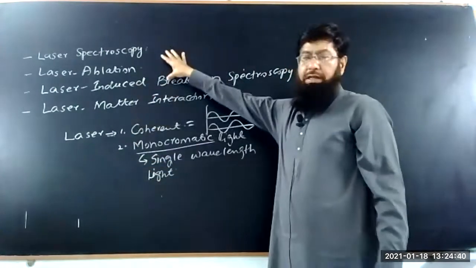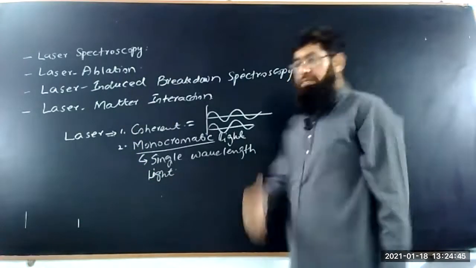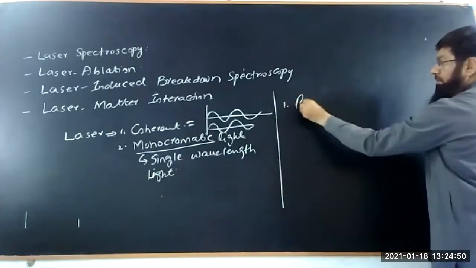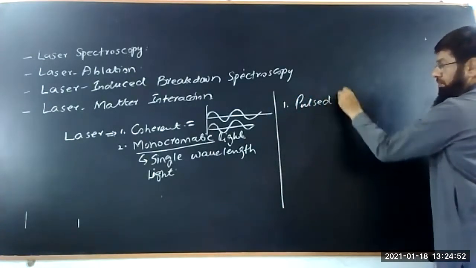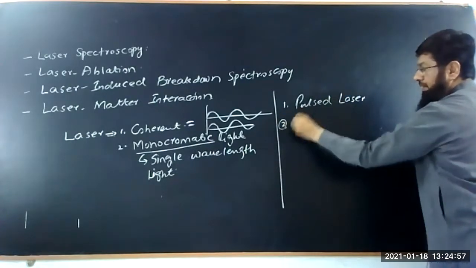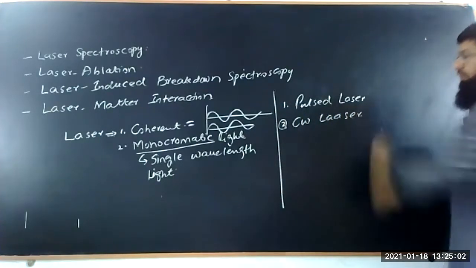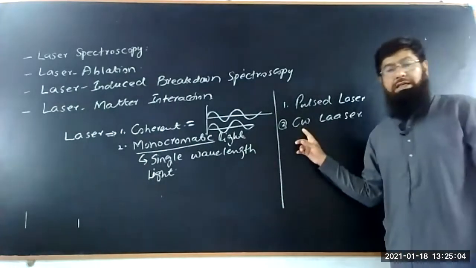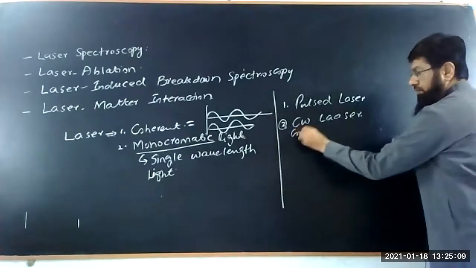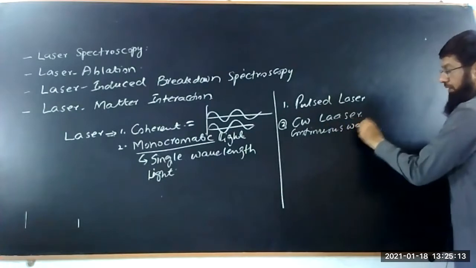In this study, we will use a pulsed laser. There are different types of lasers. Number one is the pulse laser, and number two is the CW laser. CW laser is the continuous wave laser.